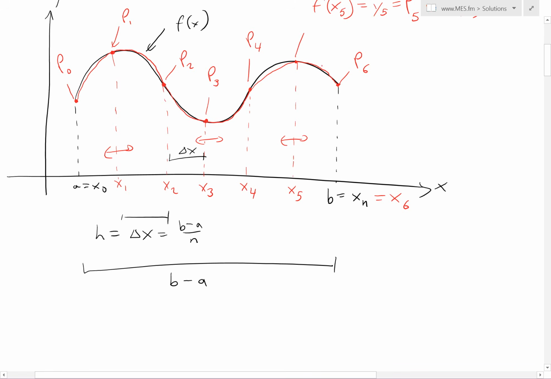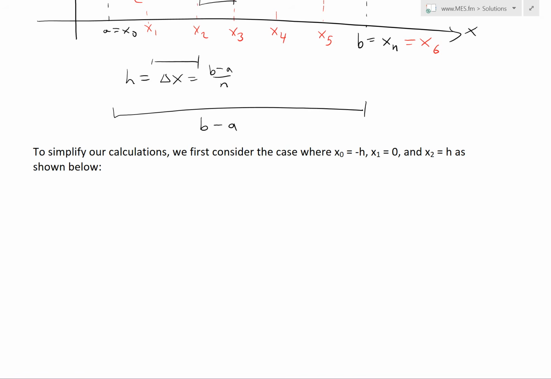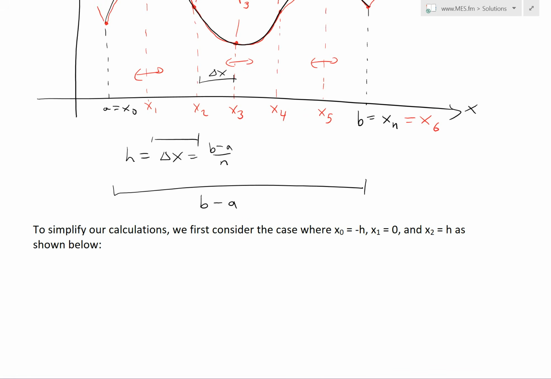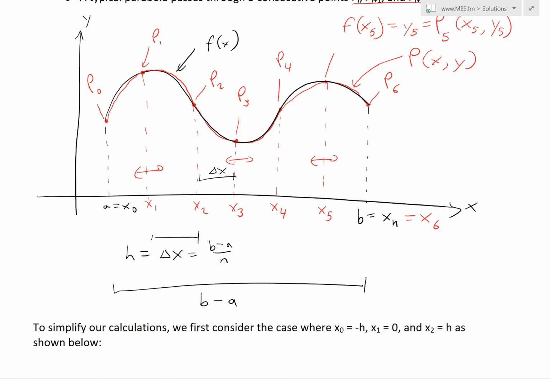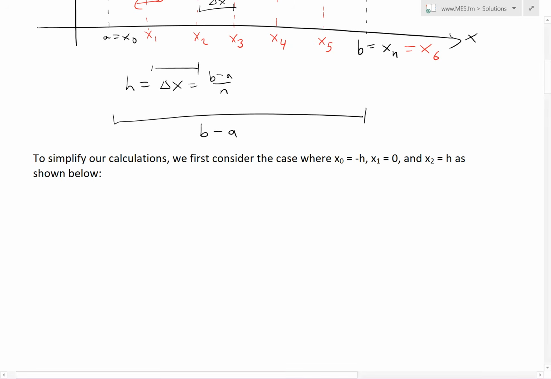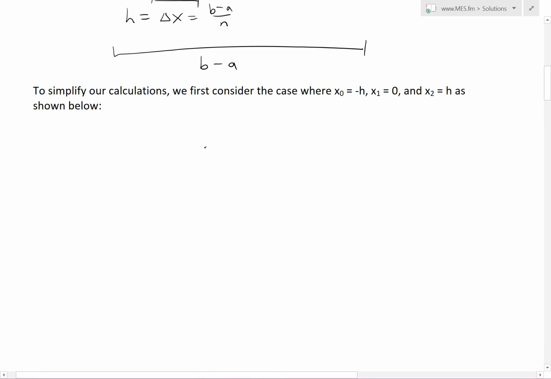And this red right here is our p curve, which is our parabola P(x), y. Now, to simplify our calculations and get an approximation for these parabolas, let's just consider the case where x0 equals negative h, x1 equals 0, and x2 equals h. This is going to be a pretty interesting derivation to get to our final approximation.